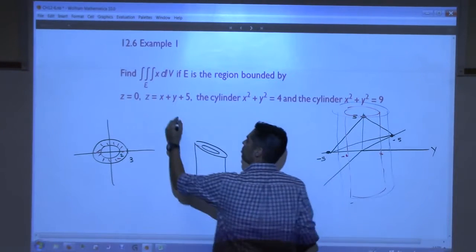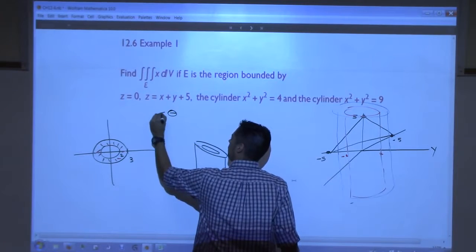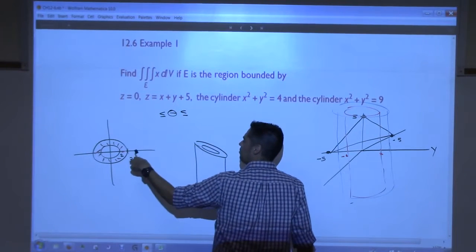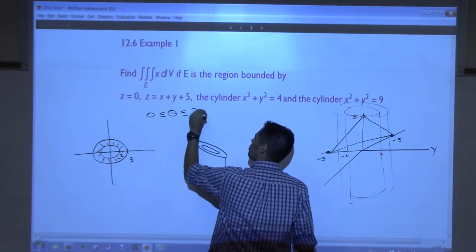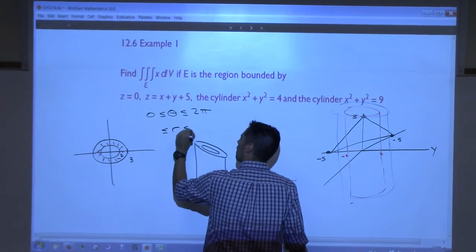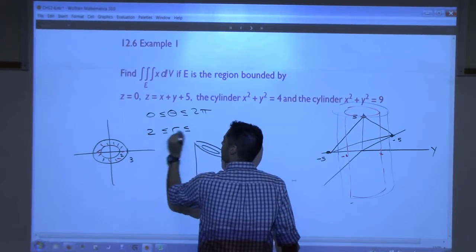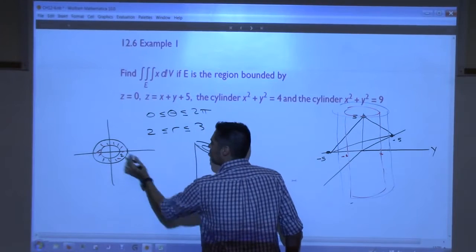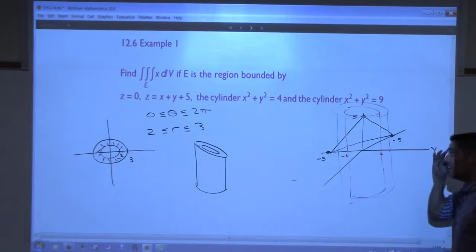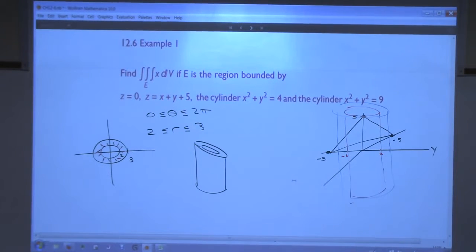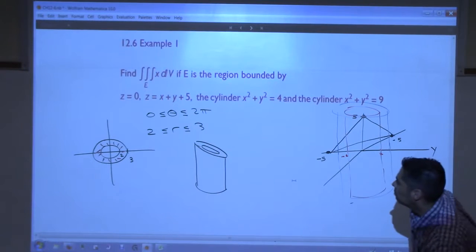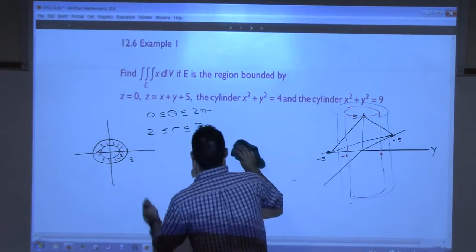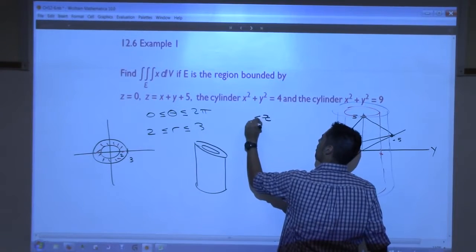So what's my restriction on theta for that region? 0 to pi. What's my restriction on r then? 2 to 3, right? Just the points with radius between 2 and 3. And then the last thing I need is a restriction on z. What's the restriction on z?